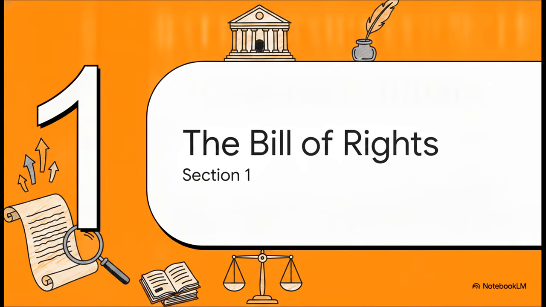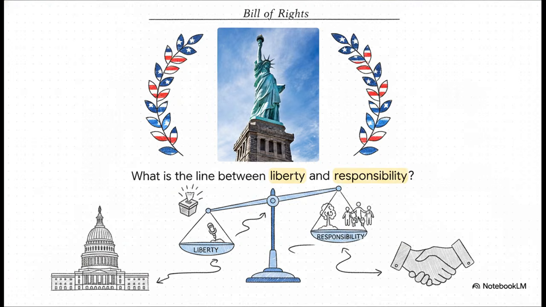All right, Section 1, the Bill of Rights. Today, we're relying on real primary source evidence. Right off the bat, we have this massive core question from the C3 framework for social studies. What is the line between liberty and responsibility? In a constitutional democracy, being a good citizen really means understanding that delicate balance between the liberties you personally enjoy and the daily civic responsibilities you owe to your community.